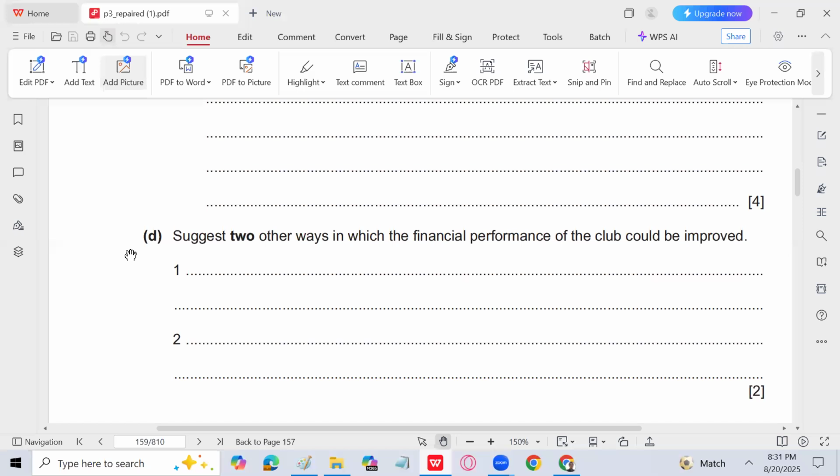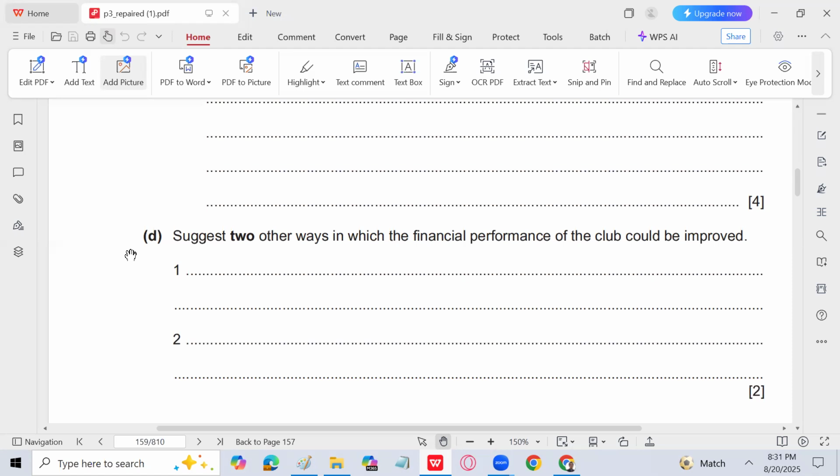State other ways in which the financial performance of the club could be improved. Other ways that, obviously, you can encourage more members to bring more amount, or the life membership fee can be enhanced from 100. It can be increased from 100 to any amount, so that our financial performance could improve.